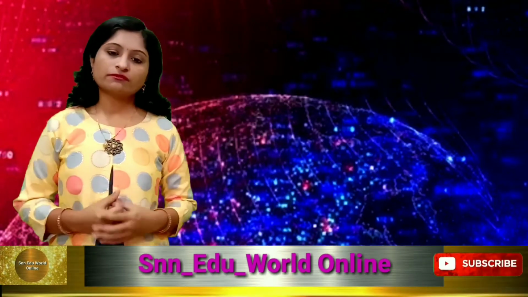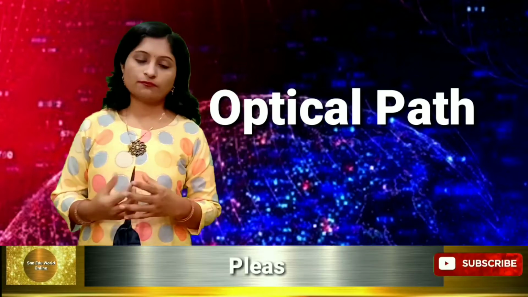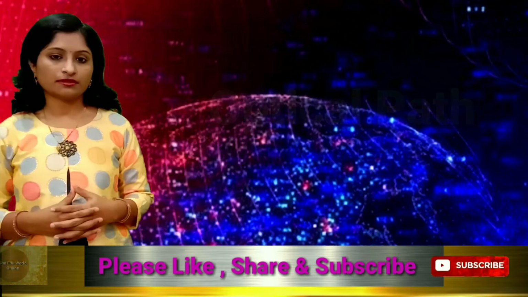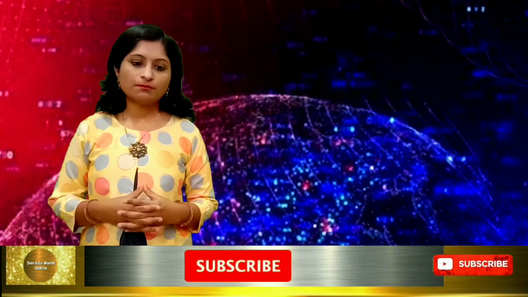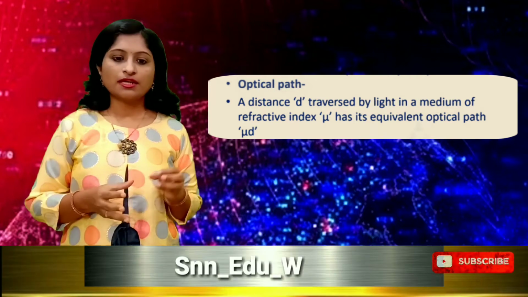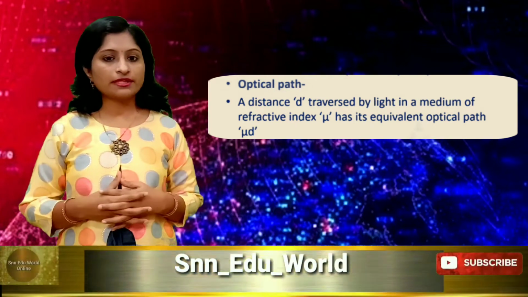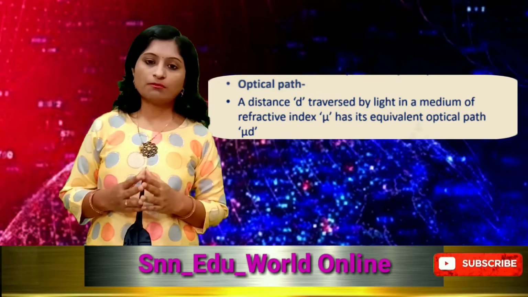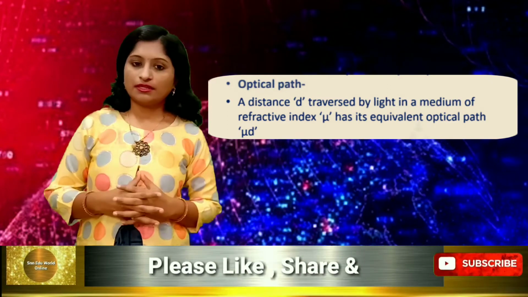Now in today's class we will discuss the optical path and what is the relation of the optical path with the medium and the air. Okay. So what is optical path? A distance d traversed by light in a medium of refractive index mu has an equivalent displacement, or optical path, mu d in the air.